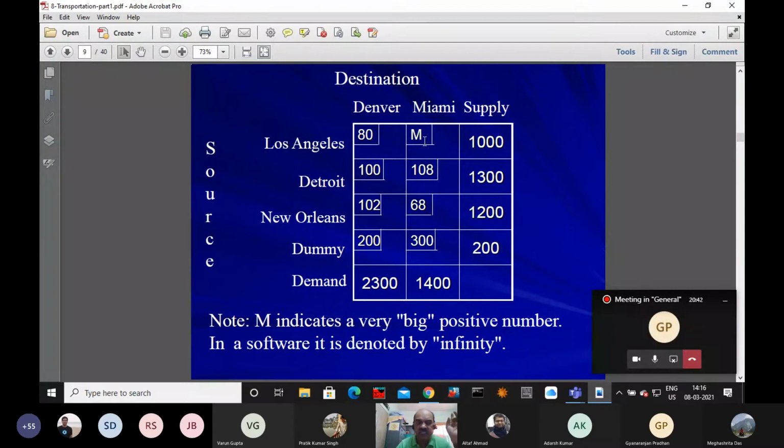This M generally we indicate a very big positive number, just like the big M method. So we use some penalty. So here also this M indicates a very big positive number. If M is given, we assume it is a very large positive number. In fact, in software it is our infinity. So generally, if something is assigned in this manner, we assume it is a very big positive number. Okay.